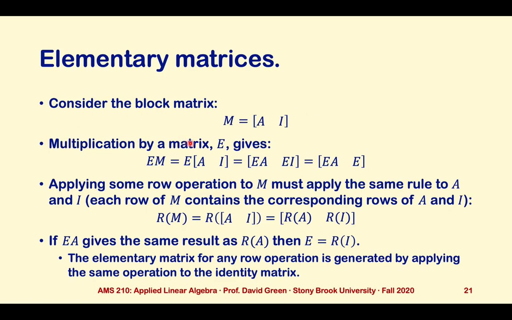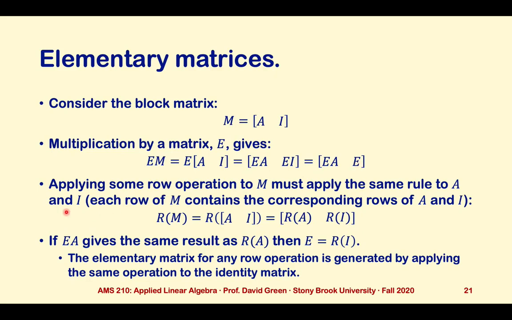Multiplication by a matrix E would give E times M, which is E times this block matrix, and the rules of block matrix multiplication mean that this E is propagated into each block, E times A, E times I. Of course, E times I is just E, so the product of E with this block matrix has EA and E in the two blocks.